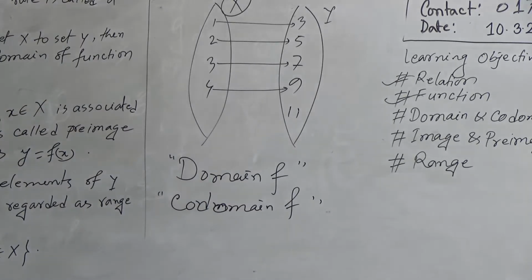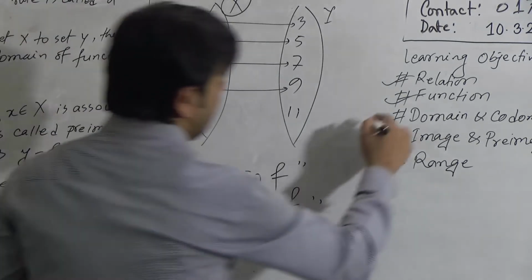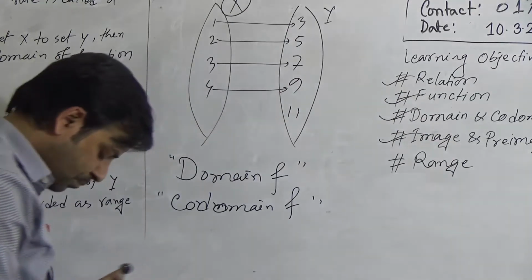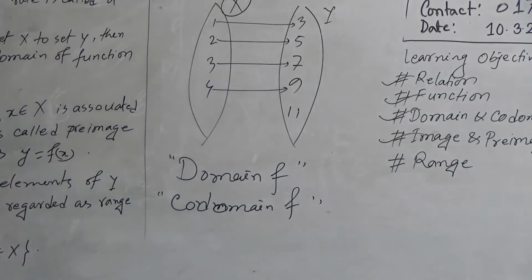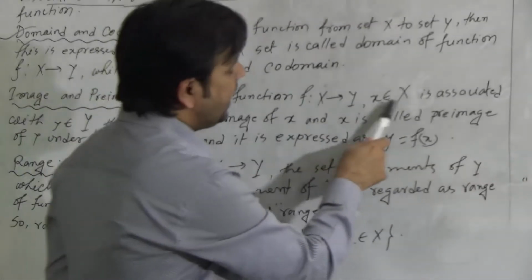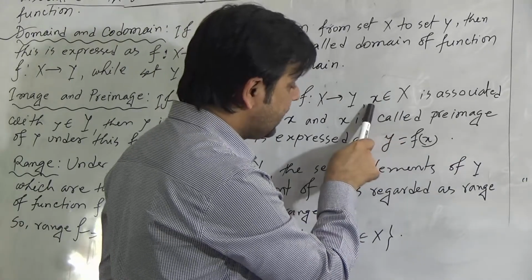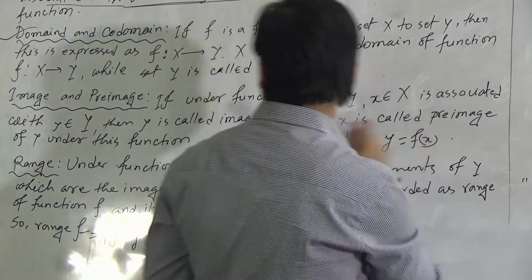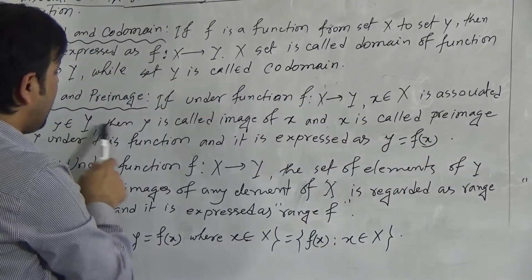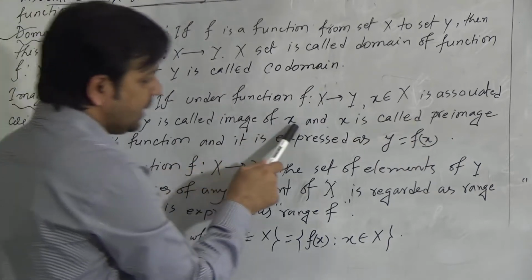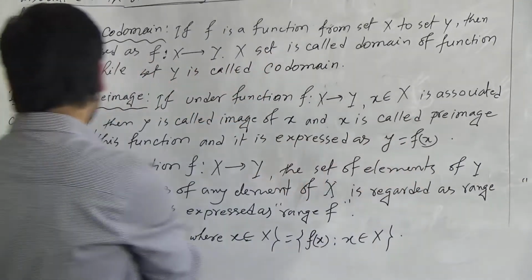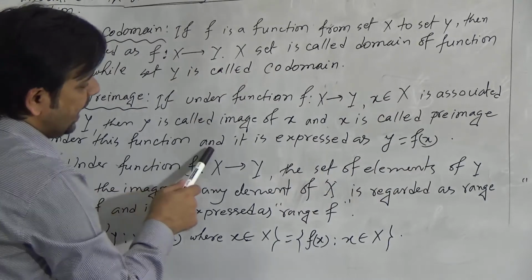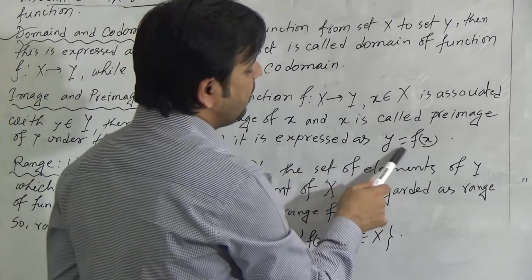Now I will discuss the next one, image and preimage. Dear students, now at first see the definition. If under function f, f is a function from x to y, x belongs to X, it means x is an element of X, the first set, and y belongs to Y, then y is called the image of x and x is called the preimage of y under this function, and it is expressed as y equals f(x).